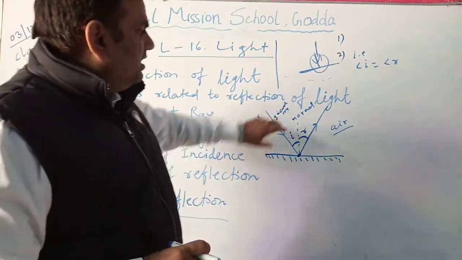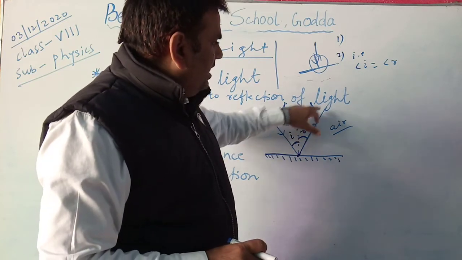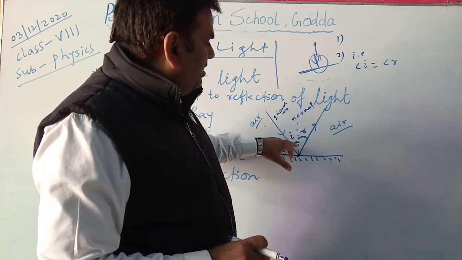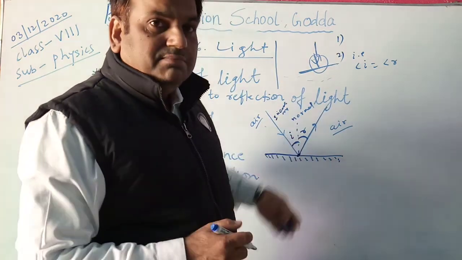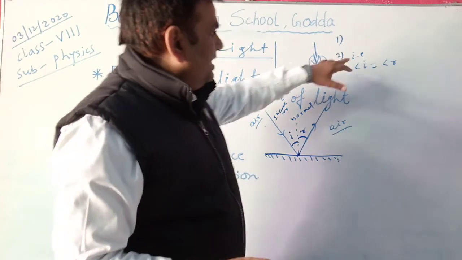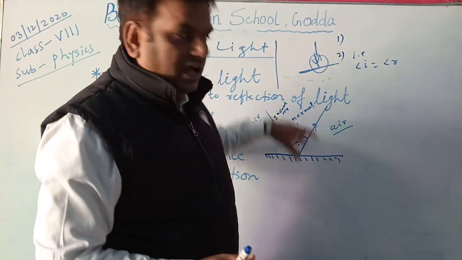So these are the laws. There are two laws. First, the incident ray, reflected ray and normal all three are on the same plane at the same point. And second, these two angles, the angle of incidence and the angle of reflection, are both equal.